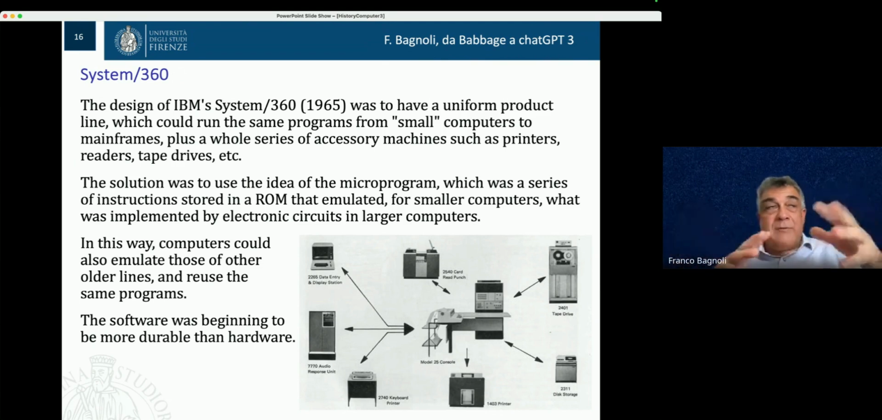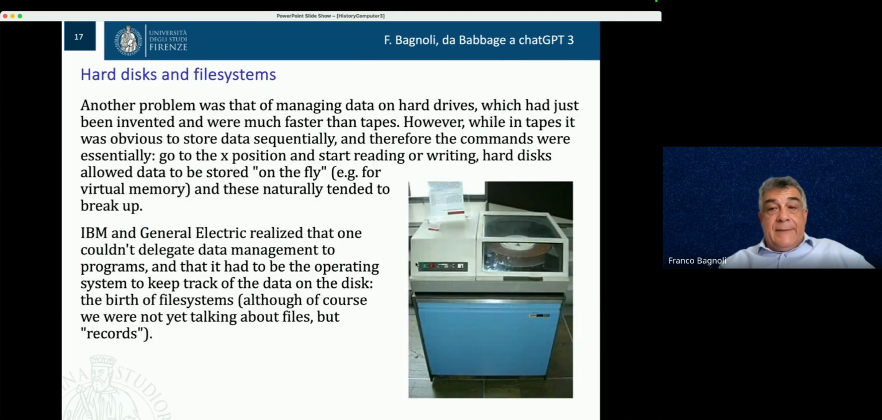You did not have to rewrite your program because your computer missed some instructions. This is clearly something we are accustomed to now, but at the time it was really a revolution. Another problem at that time, since finally a hard disk appeared, was that the management of a hard disk was essentially different from that of punching cards and tapes.